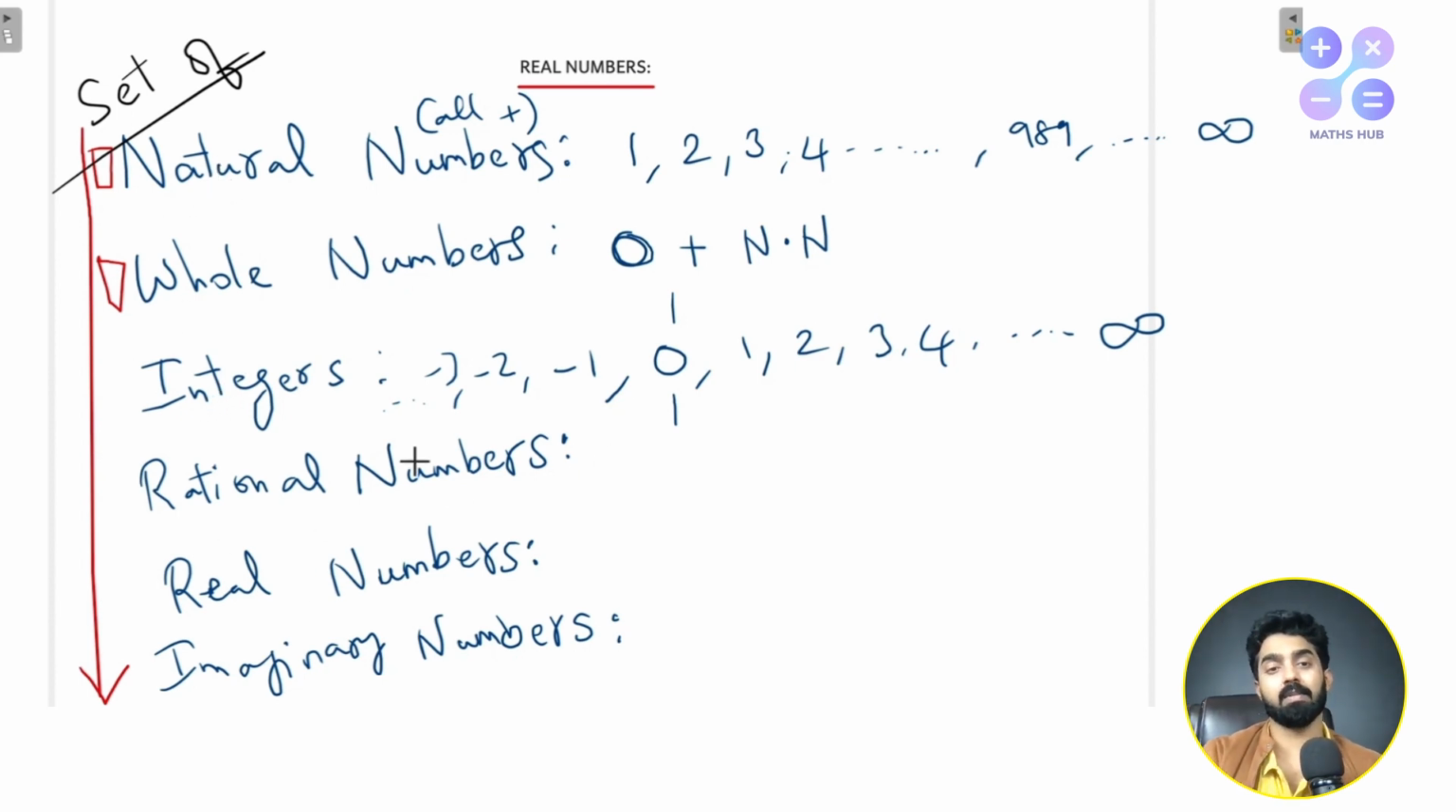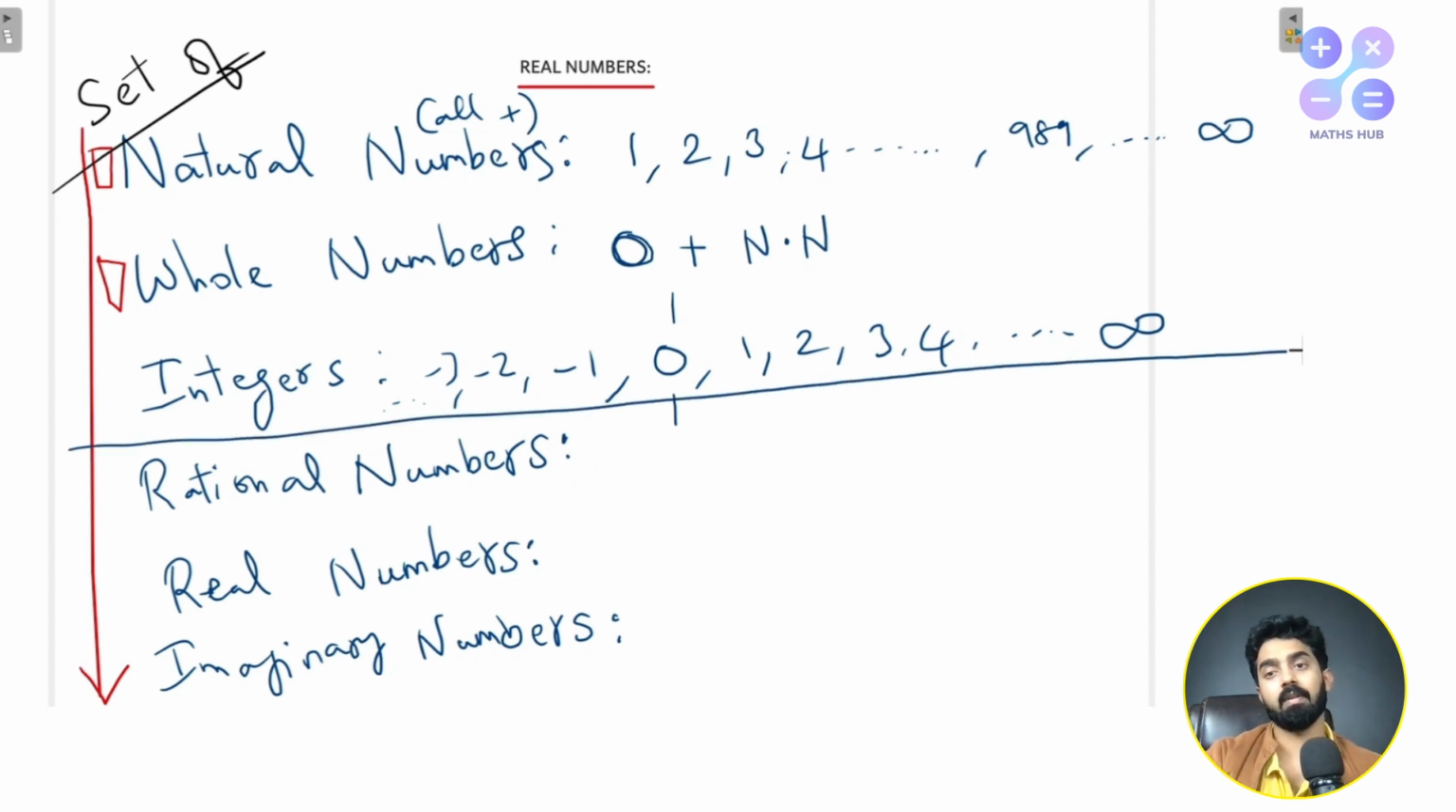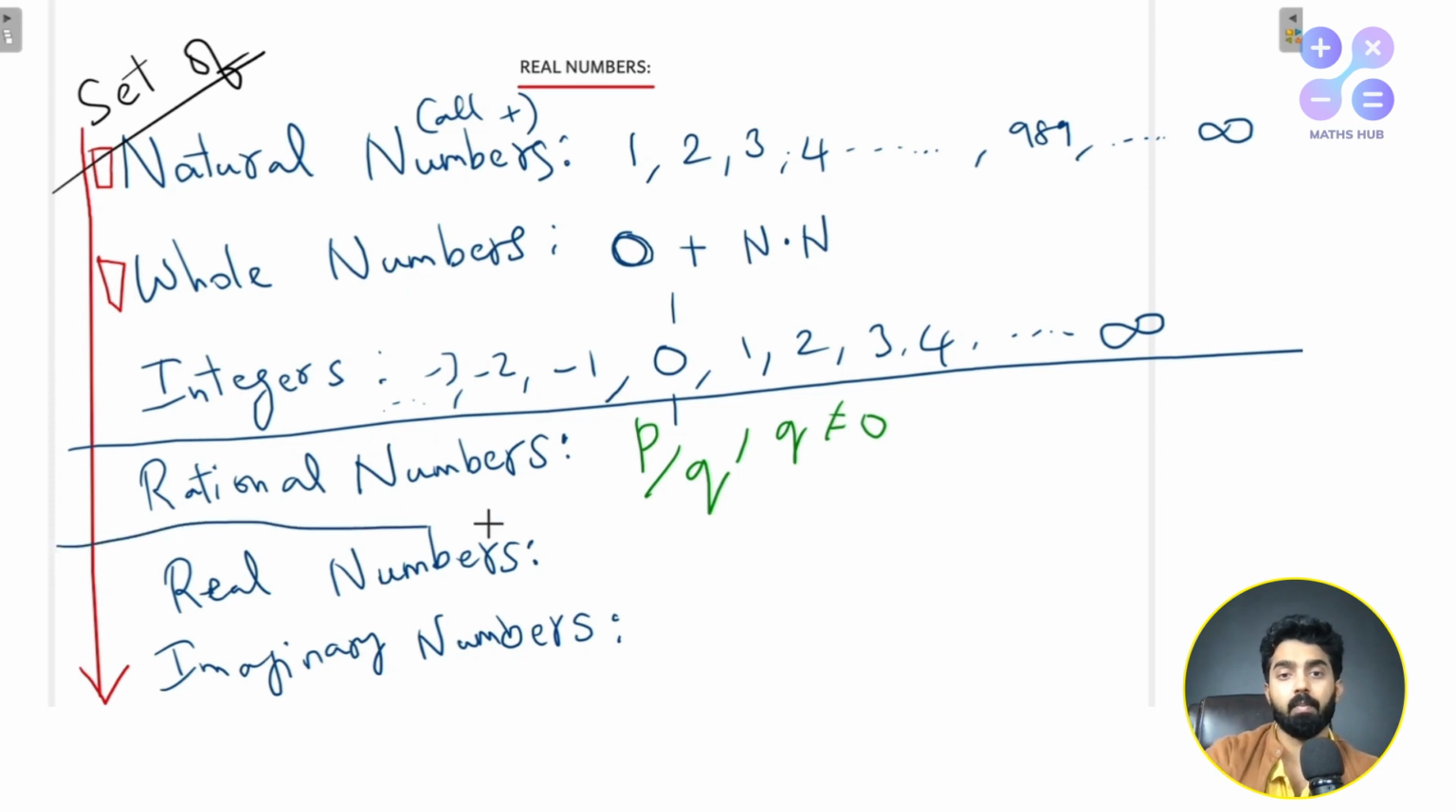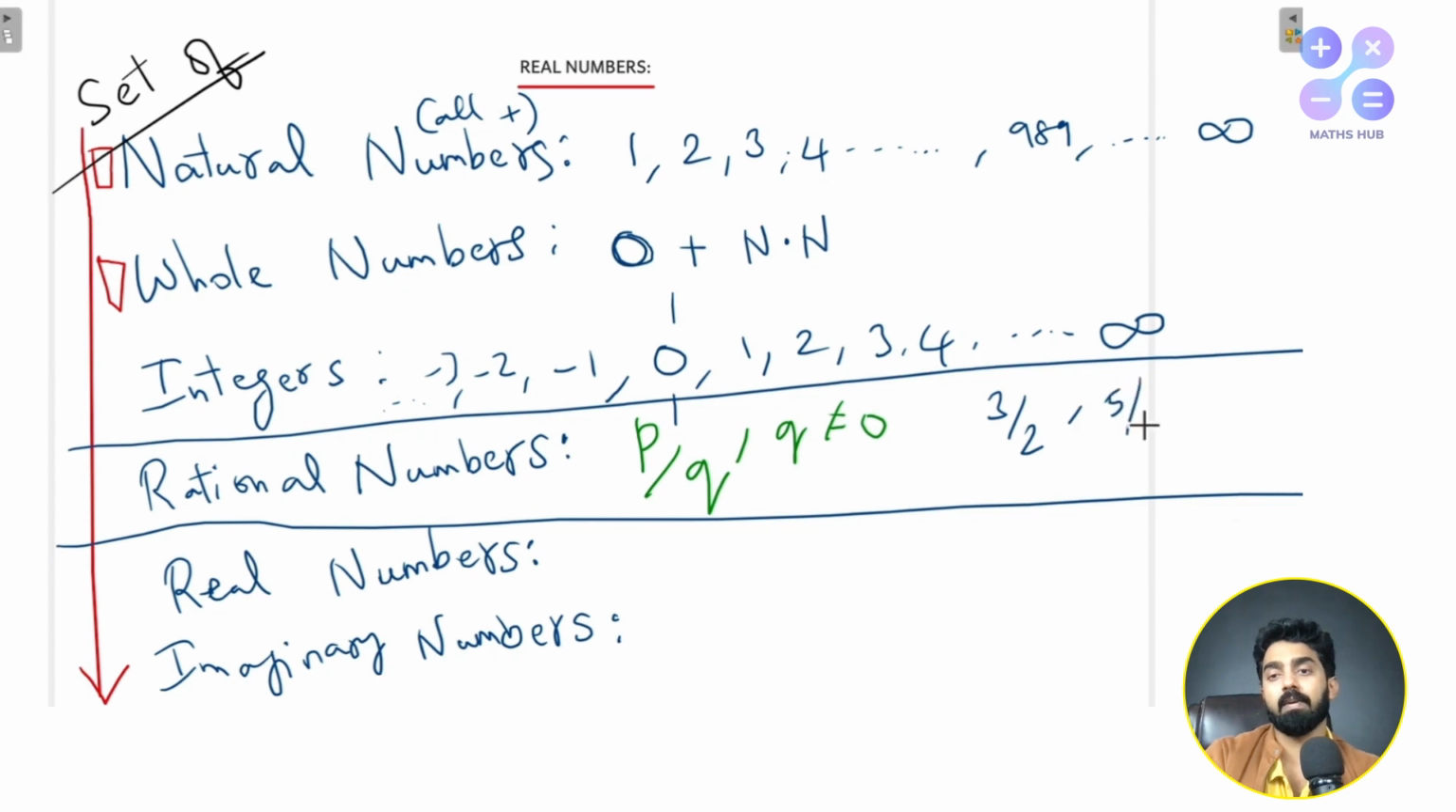And now we go to rational numbers. Now, what are rational numbers? Understanding the idea of rational numbers is quite crucial for you to be able to do well in any math exam. So rational numbers are any number which can be expressed as p by q, where both p and q are integers and q is not equal to 0. Both p and q are integers. That's a crucial property right there. So any number of the form, let's say, 3 by 2 or 5 by 7 or 100 by 121 are all considered to be rational numbers.